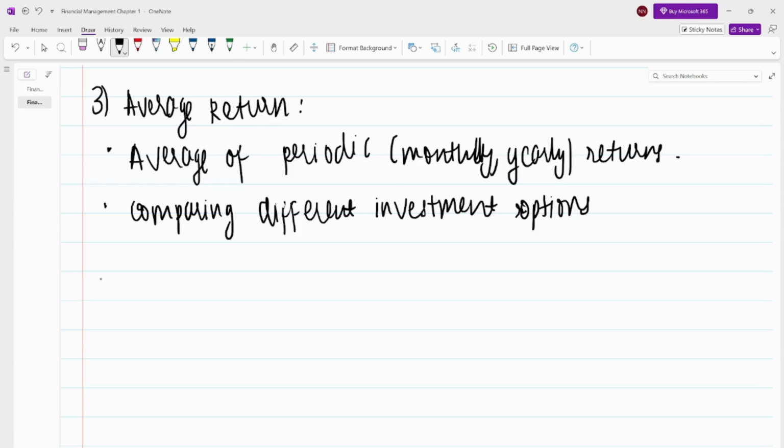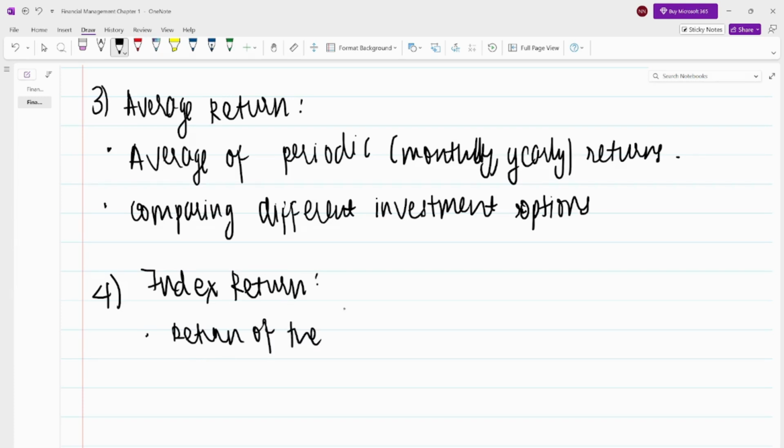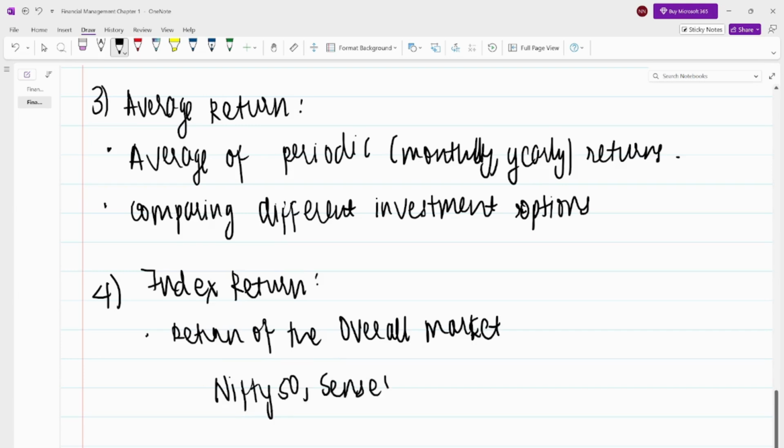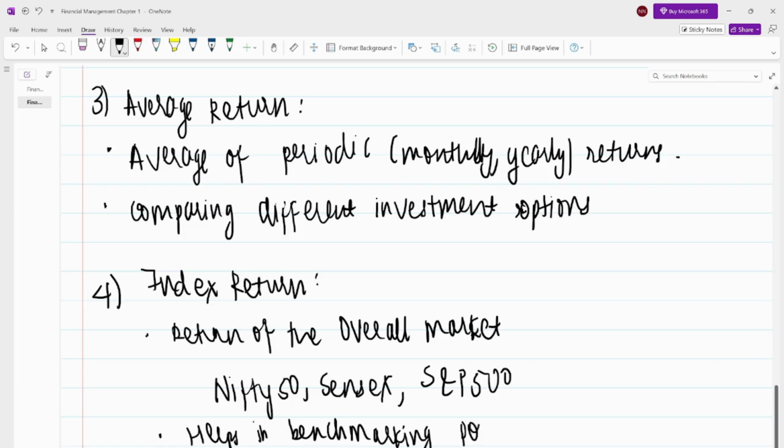So the last, fourth one is index return. So what exactly is index return? It basically measures the return of the overall market. Some famous indices are Nifty 50, then there is Sensex, then there is S&P 500, that is the US stock market. What it does is it helps in benchmarking portfolio performance.